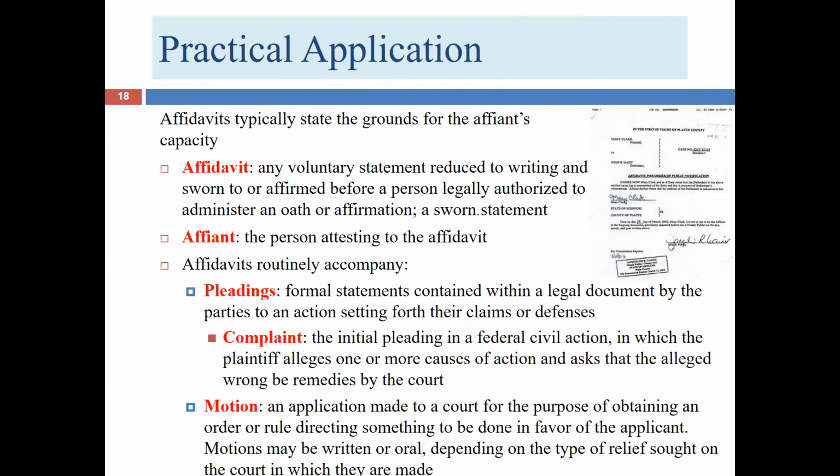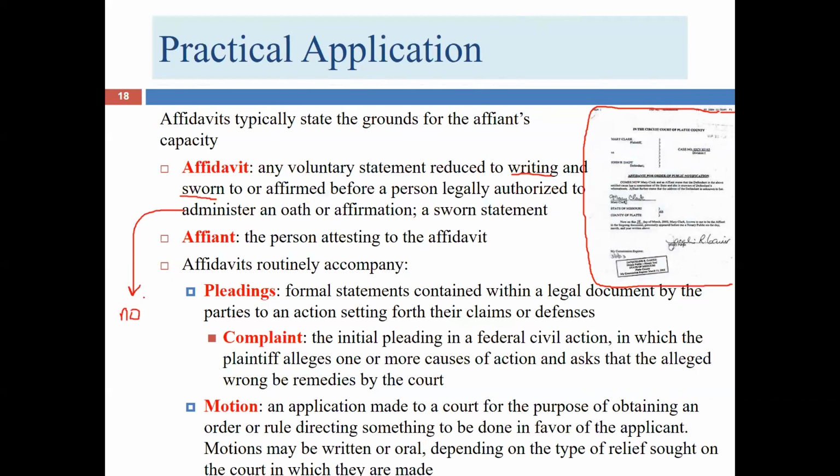What is an affidavit? Well, this is an example of one. It's a very, very common thing to work on in a law firm, and very commonly the paralegal will interview the potential witness, will prepare a draft affidavit, and will oftentimes be a notary, and will actually notarize the document. So let's see what an affidavit is. Any voluntary statement reduced to writing, so it has to be in writing, and is sworn to before a person legally authorized to administer an oath or affirmation, and typically this is going to be a notary.